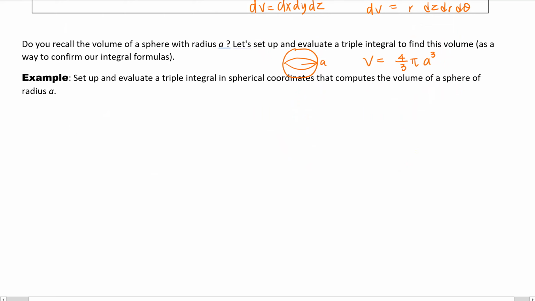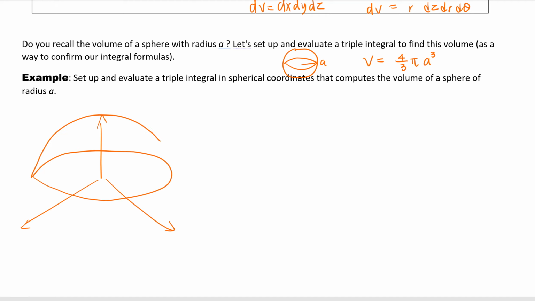So now let's see. We have the sphere. This is a sphere centered at the origin. So it's x squared plus y squared plus z squared equals radius a squared. And when it crosses here, this is a, and this is a as well.